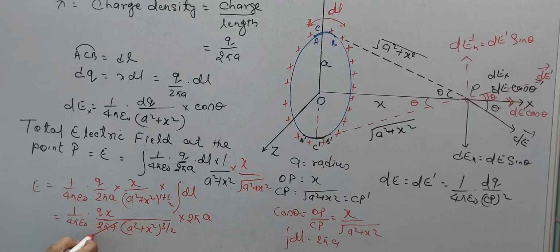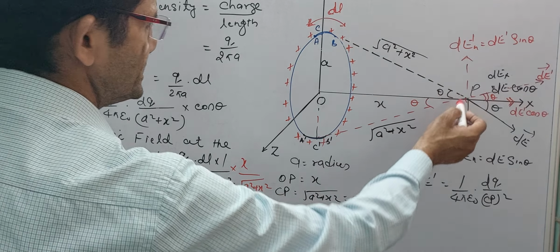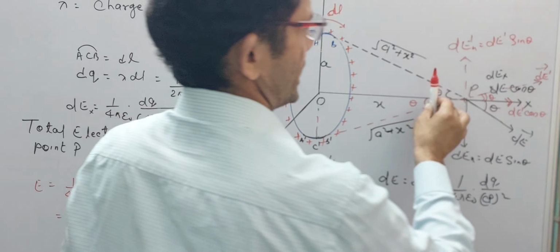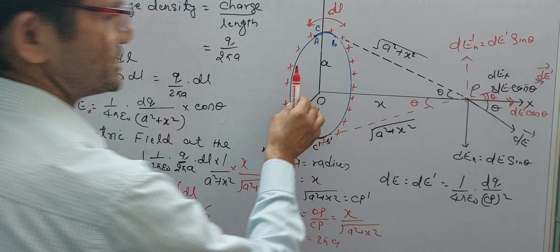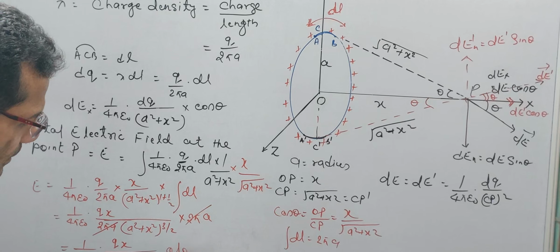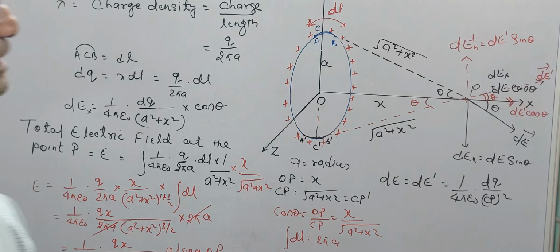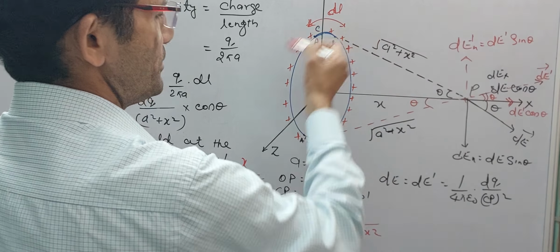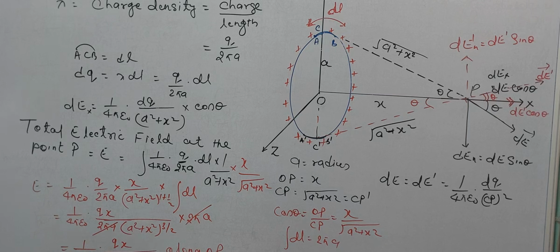Now just simplify, the terms are cancelled. So finally we have the value of the electric field. The electric field at this point P is 1 upon 4 pi epsilon naught into qx divided by a square plus x square raised to the power 3 by 2. Now its component, we have the electric field along OP, so its direction will be along OP. This OP is normal to this circle. So this is the final value of the electric field.